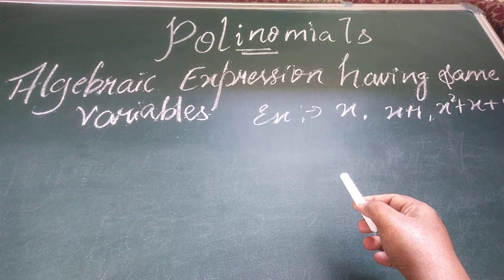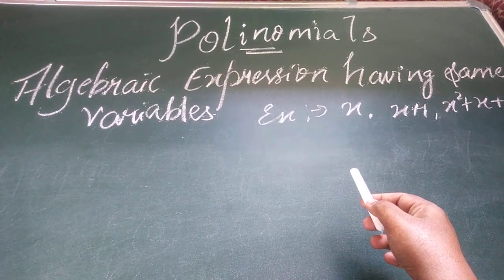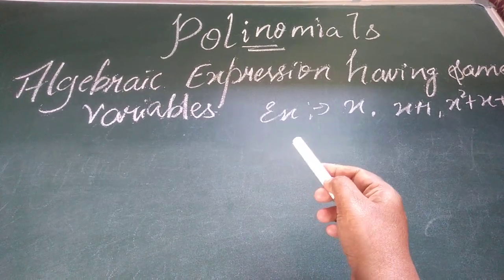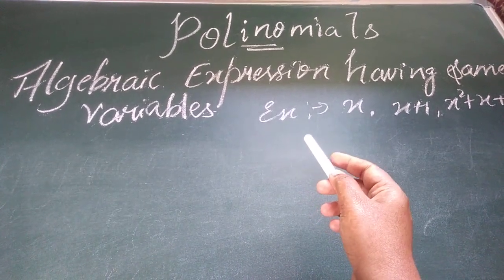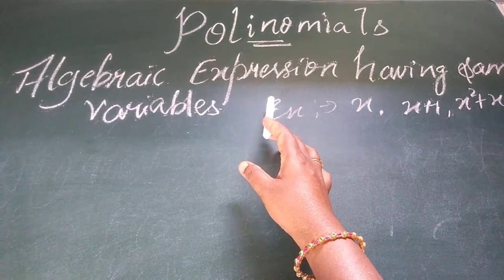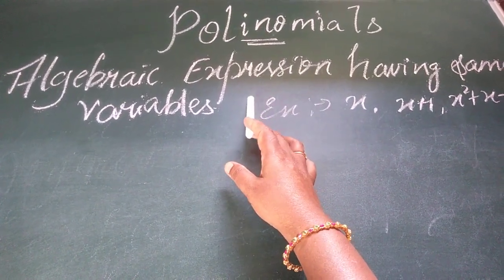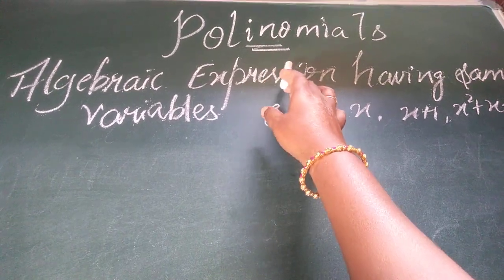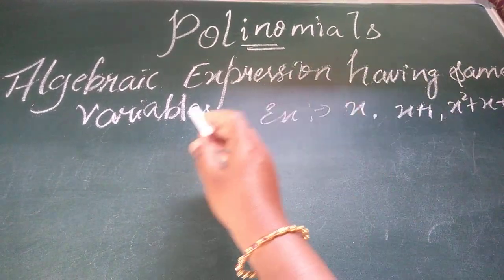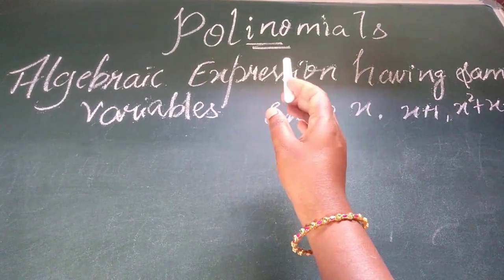In my previous video, I explained algebraic expressions and their classifications. Today, the most important difference between algebraic expressions is which kind of algebraic expressions are known as polynomials. Let us come to know. Algebraic expressions having the same kind of variables are known as polynomials.